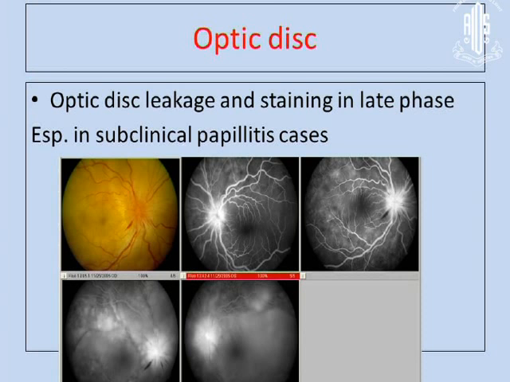Optic disc, again I've said, if there is a papillitis, the staining will start in the early phase and it will increase in the late phase. This is the only thing. This is not hyper to hyper, this is hyper to more hyper. And as we treat these patients, this hyper will become less, and you will see that this hyper is becoming less later on.